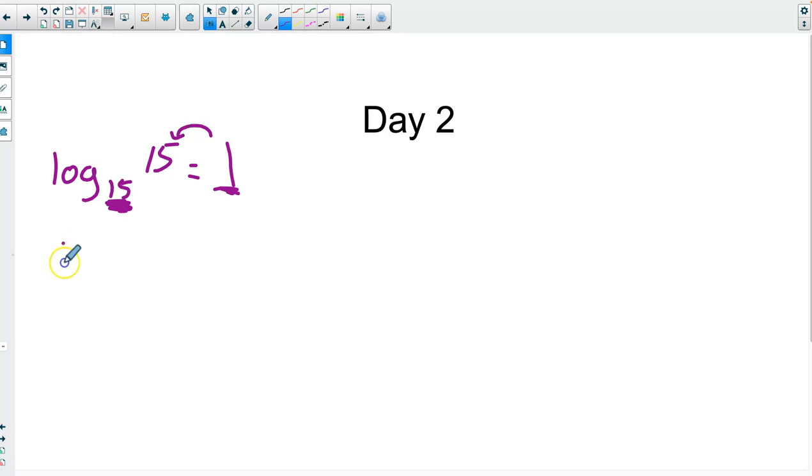When I go to the next one, I have log base 15. I have an x right there, and I have a 0. So this is saying 15 to the 0 power is what? What's anything to the 0 power? 1. Thank you. So I would simply write x equals 1. There's not a lot of work on this first page. It's more so, can you do the calculation? And you're kind of done from there.